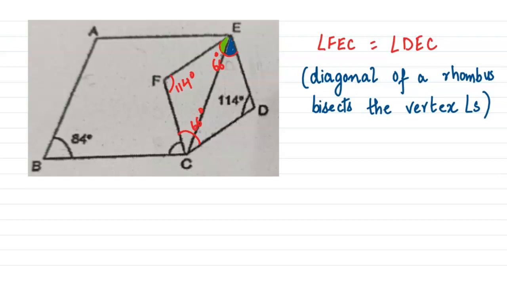So from this we are going to get the value of angle CED, which will be equal to 66 degrees divided by 2, that is 33 degrees, and this is the A part of the question.